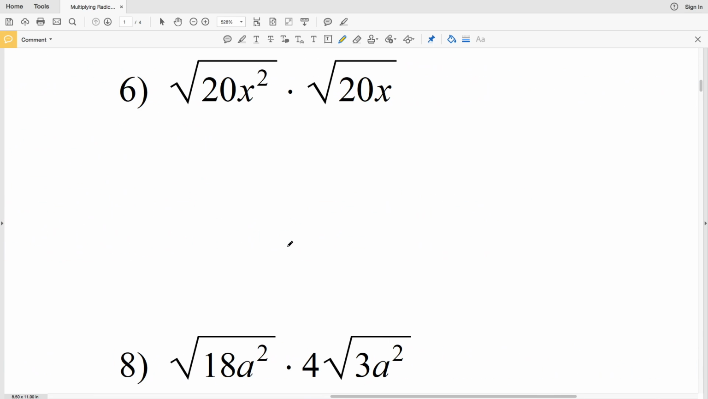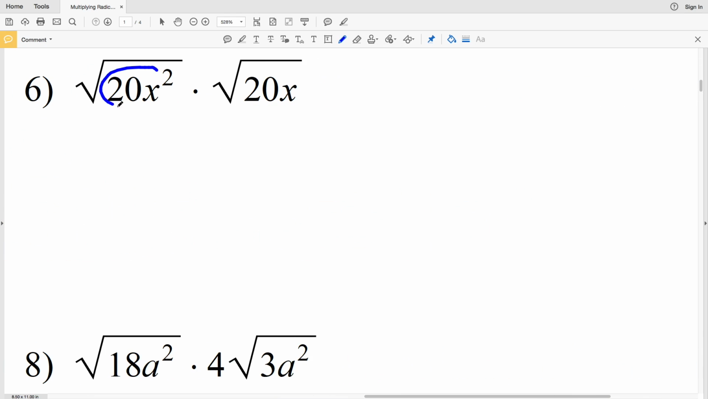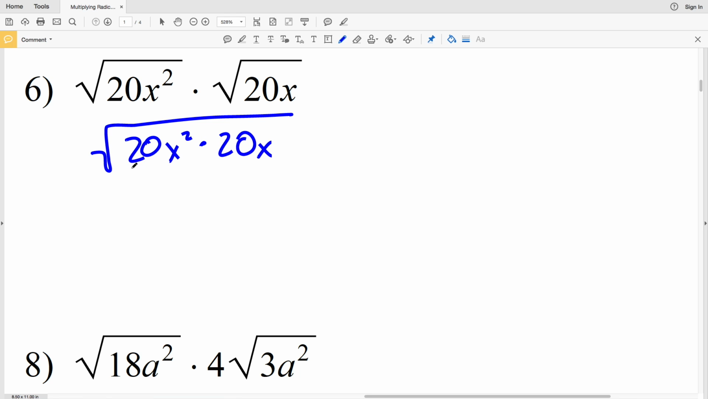Moving on to number 6, I'll multiply 20x squared by 20x within the same radical. So I'll have 20x squared times 20x. So I'll multiply my 20s together. 20 times 20 will be 20 squared, but I'm going to leave my x separate because I already have x with an exponent of 2. So if I write the square root of 20 squared times x squared times x, I'll be able to pull out my base of 20, and I'll be able to pull out my base of x.